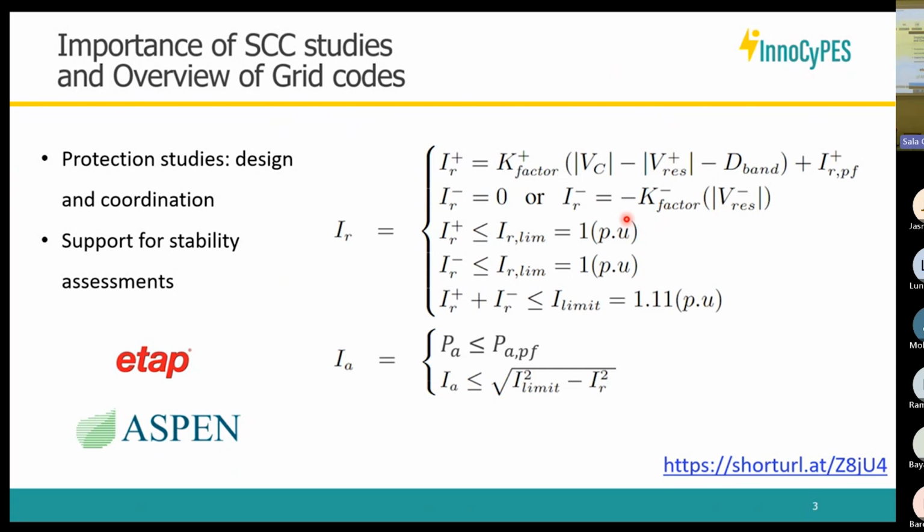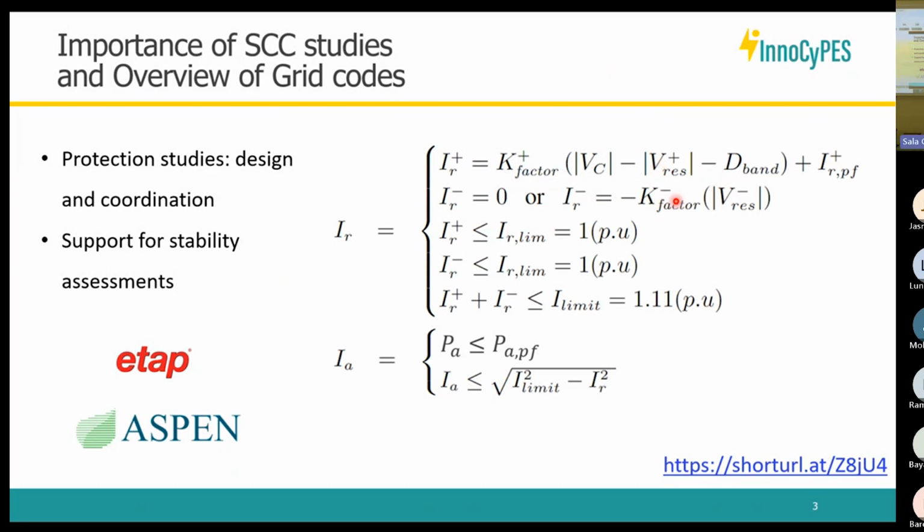So we see here, for example, in the first line of the equation, that there is a rule dictating how the positive sequence reactive injection should occur. You see that there might be a deadband for the voltage. The pre-fault current might be added or not. This depends on the grid code. The K factor, which is the proportional gain for the controller, can have different values and so on.